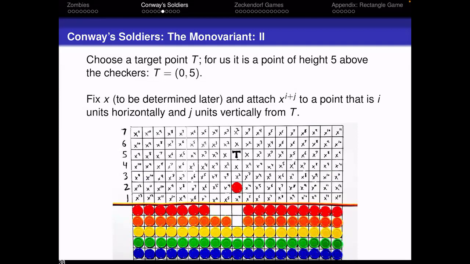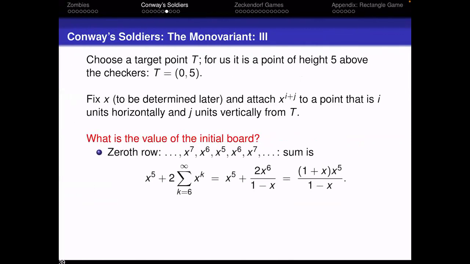So initially, every square below the line has a chip. And so we want to know what is the initial value of the board. Exactly. And so this one is x to the 4th. This is going to be x to the 5th over here, then x to the 6th, x to the 7th, and then on the other side, x to the 6th, x to the 7th. So if I want to calculate the value of the 0th row, it's x to the 5th plus twice the sum from 6 to infinity. Well, for the sum from 6 to infinity, just pull out an x to the 6th, and it's a geometric series. It's 1 over 1 minus x. The algebra is not too bad. You get 1 plus x times x to the 5th over 1 minus x.